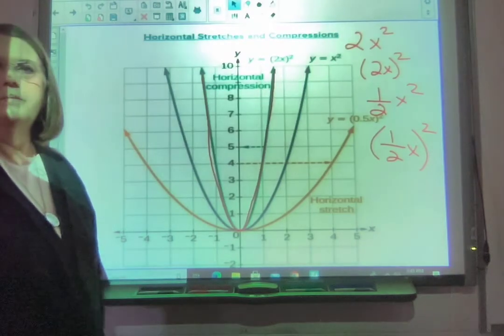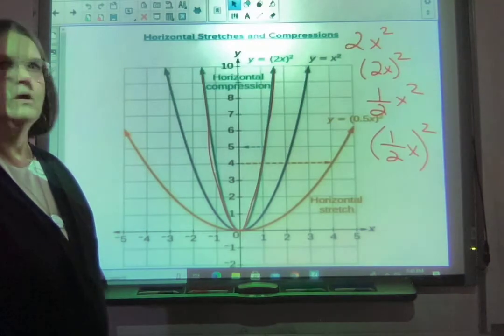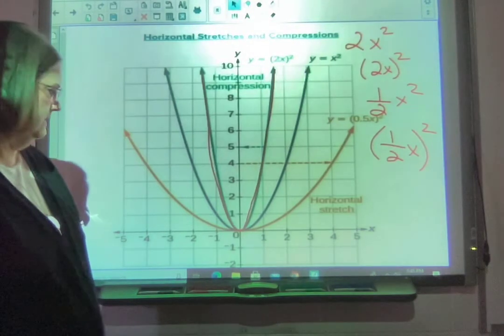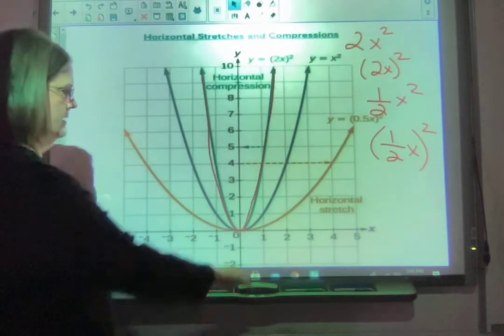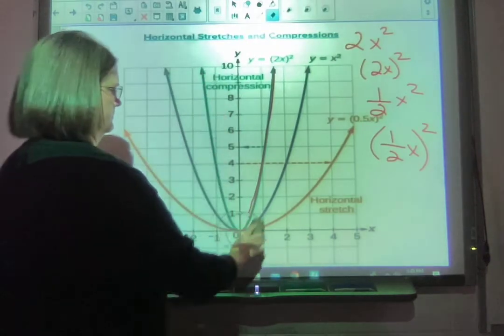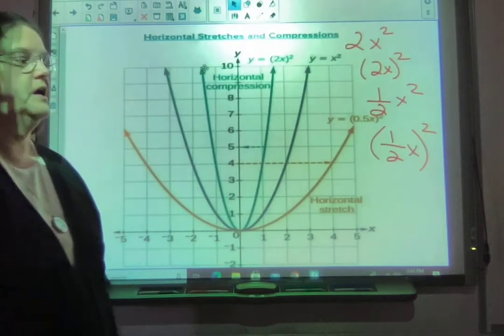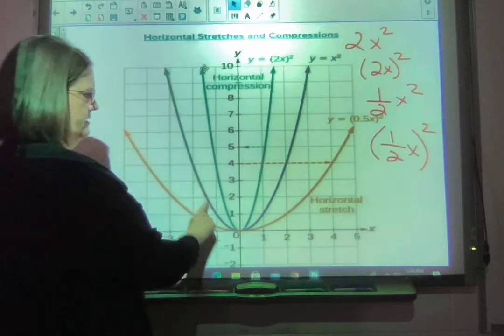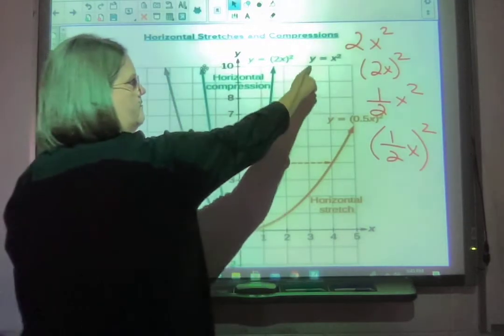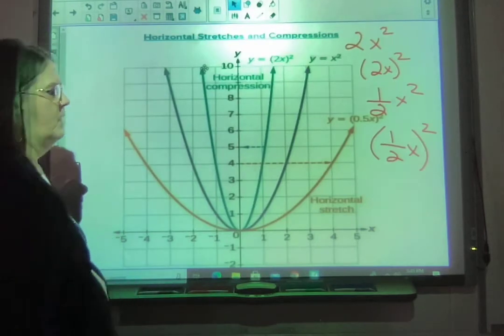Okay, we are going to be doing horizontal stretches and compressions. Now, I have a graph up here which shows a horizontal stretch and compression of a quadratic graph. In the middle, right here, this graph, that is the graph of y equals x squared. So you have that graph of y equals x squared.